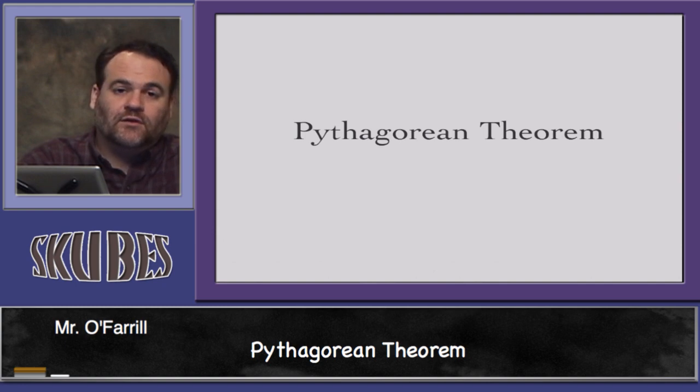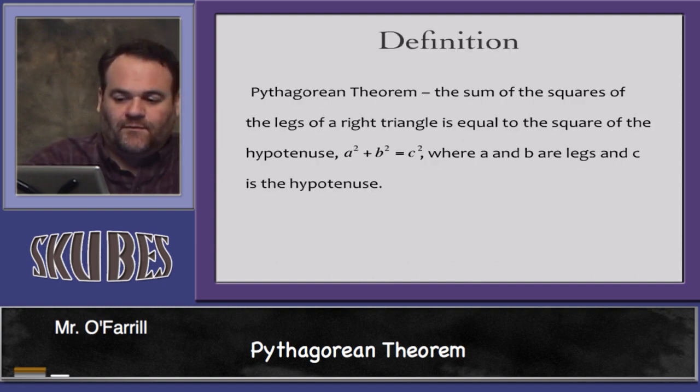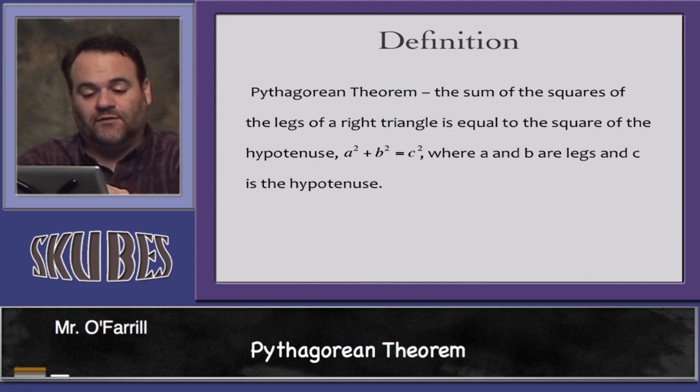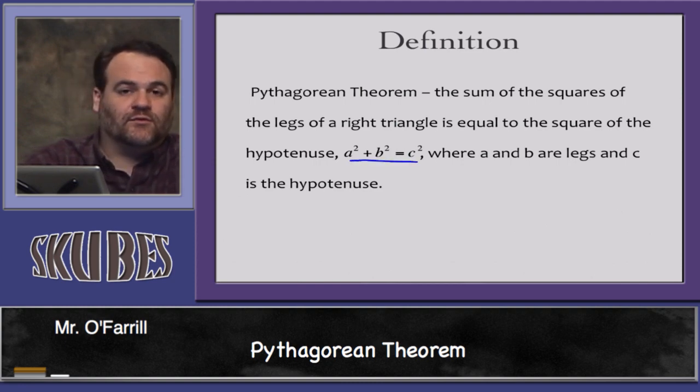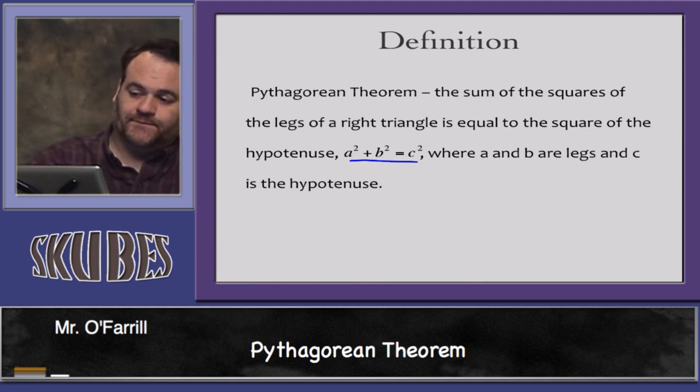In this video, we'll be looking at the Pythagorean Theorem and exploring some of the applications of it. But first, a definition. The Pythagorean Theorem says the sum of the squares of the legs of a right triangle is equal to the square of the hypotenuse. You may have seen it written before as a squared plus b squared equals c squared, where a and b are the two legs of the triangle and c is the hypotenuse.